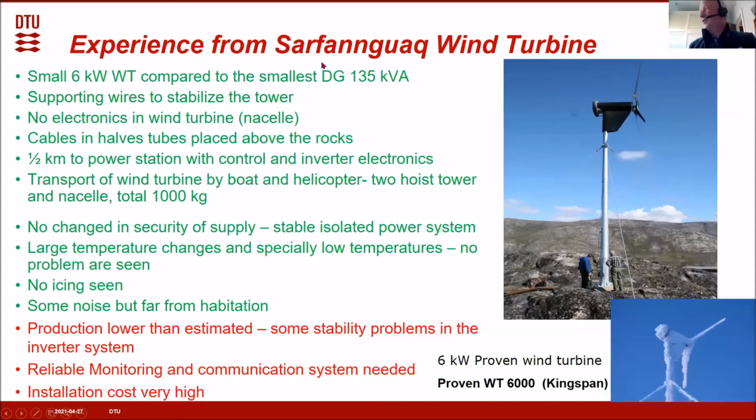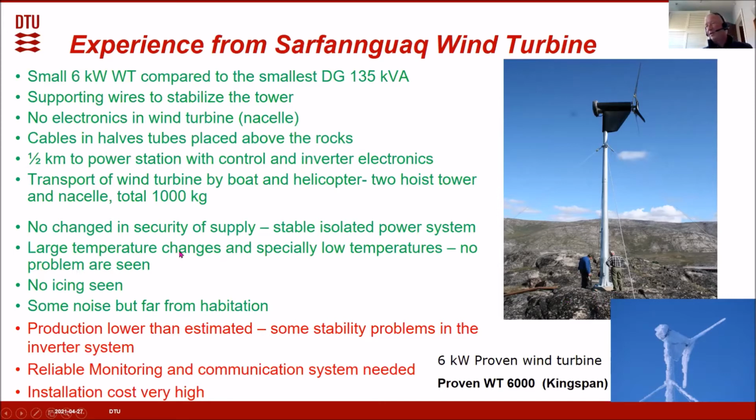I have experience specifically from Savanguak, a 6 kilowatt wind turbine. It was a proven wind turbine. I don't think it's produced any longer, but it was rather good for that location. I'll not go into the details of the wind turbine, but we had at that location a risk of high wind speeds. Therefore, we added these guy wires. We did not have electronics in the wind turbine, nothing at all. The cables to the power station are put on the surface of the rock in half tubes. We had half a kilometer to the power station where we have the inverters with the electronics. The installation was made by a helicopter, which could hoist this up to the top of the mountain, 77 meters above sea level.